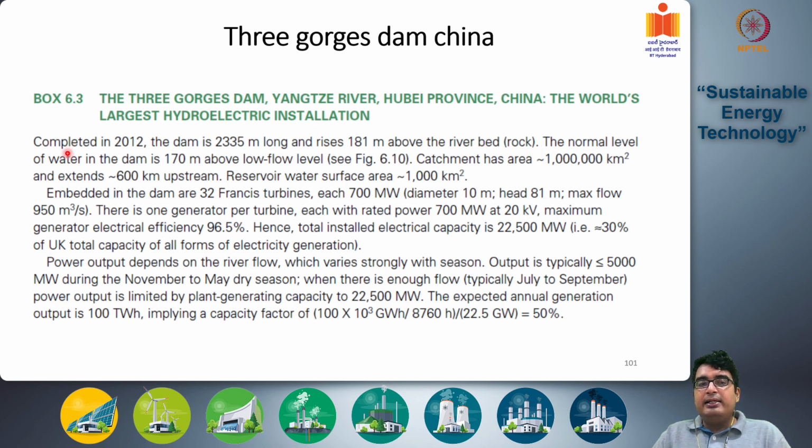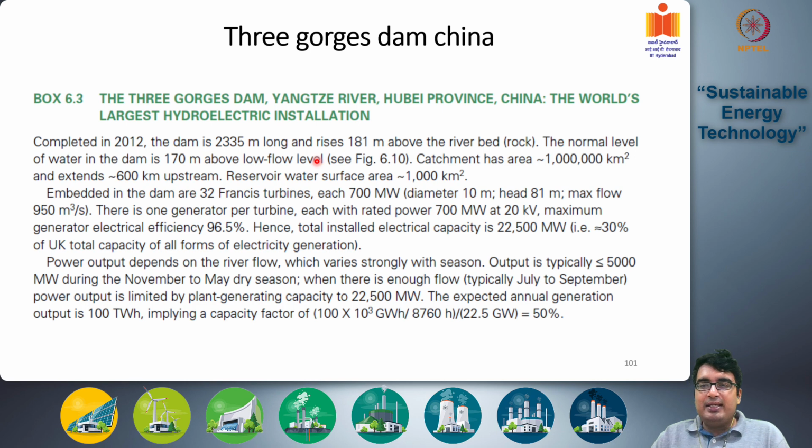The normal level of water in the dam is 170 meters above the low level flow. So what is the general flow of the river? The height of water in the reservoir that is created by the dam is 170 meters above the flow downstream. So the total head you are getting is around 170 meters.